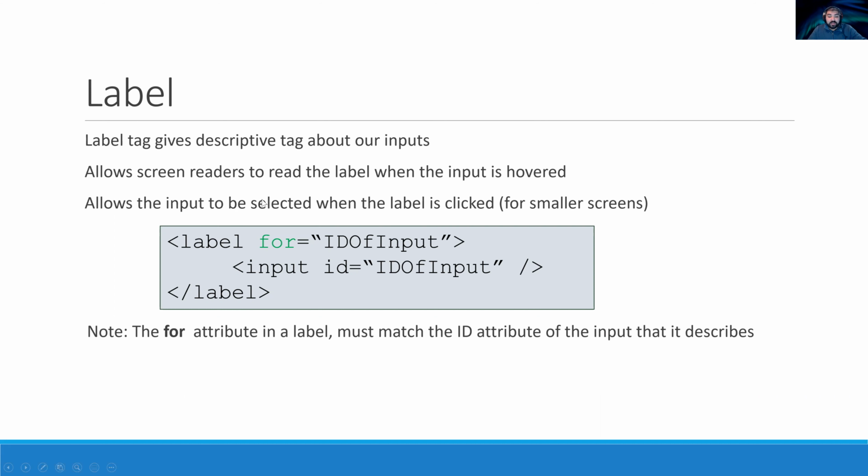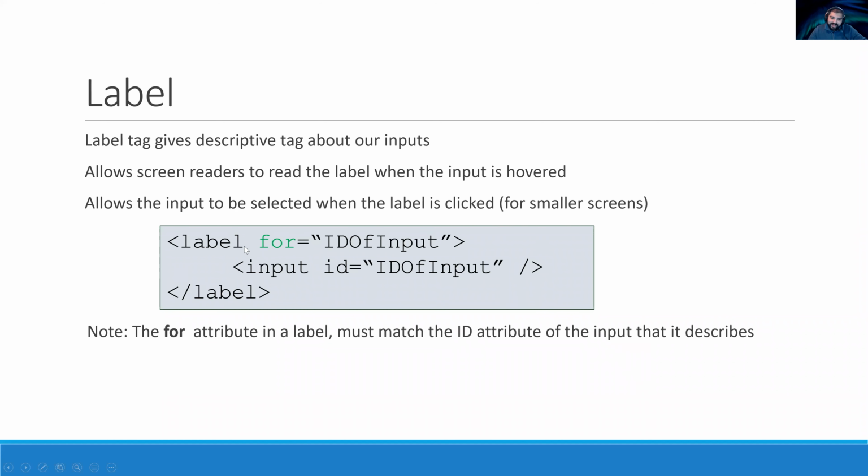And it allows the input to be selected when the label is clicked. So if I click on the label, it also selects the field. This is important because if people are using their phones in order to do this, right? Especially with radio buttons, as we'll see, it's difficult to click on the little circle on your phone. It's easier to click on the text next to it. So if we click on the text, it would also select the radio button. That's another reason why we want this label.